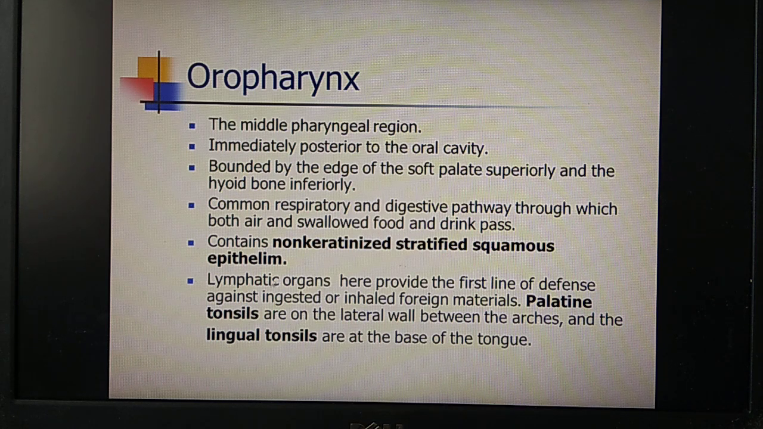And there is a lymphatic organ here that provides the first line of defense against ingested or inhaled foreign material. We call it the palatine tonsil, which lies on the lateral wall between the arches, and then there are the lingual tonsils at the base of the tongue. These give some protection against things that usually enter the oral cavity. So the oropharynx particularly has the entry of food particles.